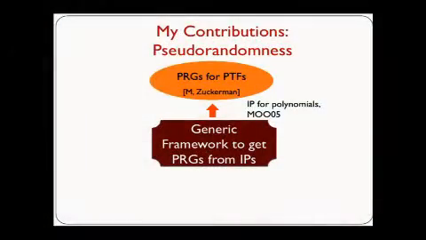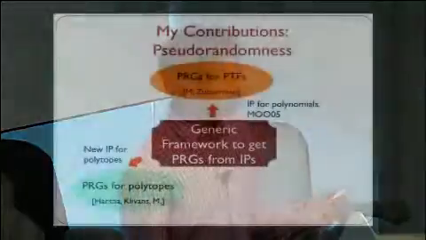Okay, and so my research focuses on 3 areas. One of them is pseudorandomness, and the main work here concentrates on developing a somewhat reasonably generic framework to get pseudorandom generators from invariance principles or limit theorems. And we use this framework along with the invariance principle for polynomials of Mossel, O'Donnell, and Oleszkiewicz, or MOO from now on, to get PRGs for polynomial threshold functions. And this is joint work with David Zuckerman.